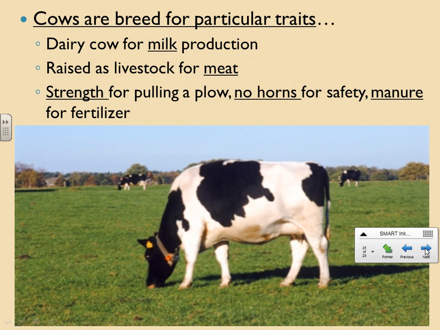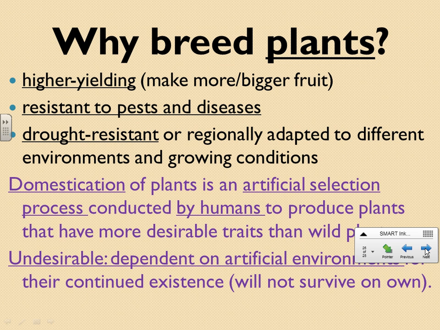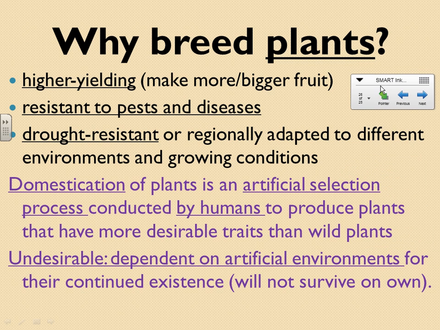So why do we breed plants? Well, we want higher yielding. Basically, we want them to make more food, and we want the food to be bigger, or bigger fruit. We also want them to be resistant to pest and disease. We also want them to be drought resistant, or regionally adapted to different environments and growing in different conditions.